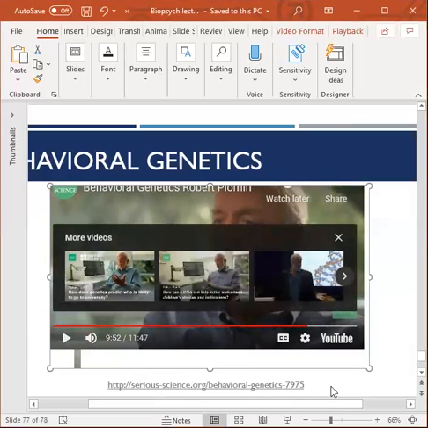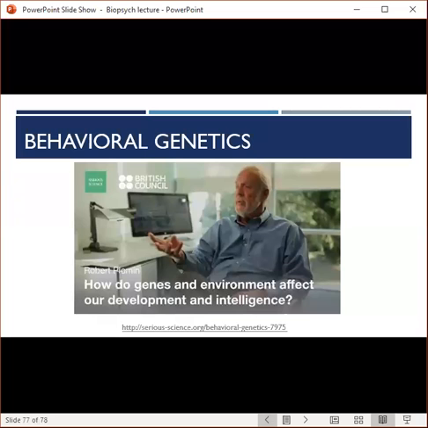All right, I'm going to stop it there. I think we get the point. But I really like the way that he describes the twin and adoption studies as well, which is what I want to talk about next.